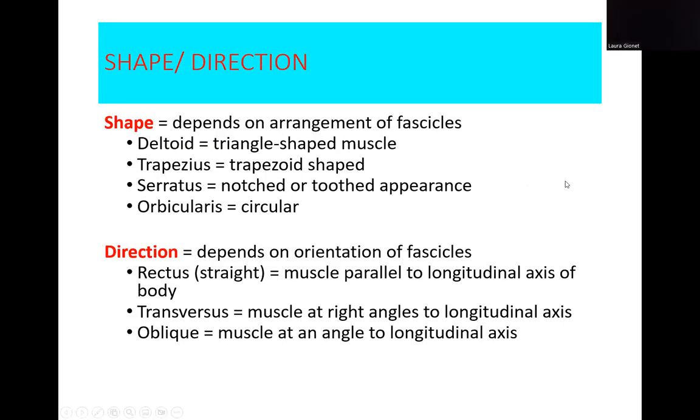All right, sometimes they're named by the shape or maybe the direction of the muscle fibers. The shape depends on the arrangement of the fascicles. Deltoid is a triangular shape. So your deltoid muscle, which most people know, covers the shoulder. It originates on your clavicle and scapula and inserts on the deltoid tuberosity of your humerus. It's a triangular shape. Trapezius is a trapezoid shape.